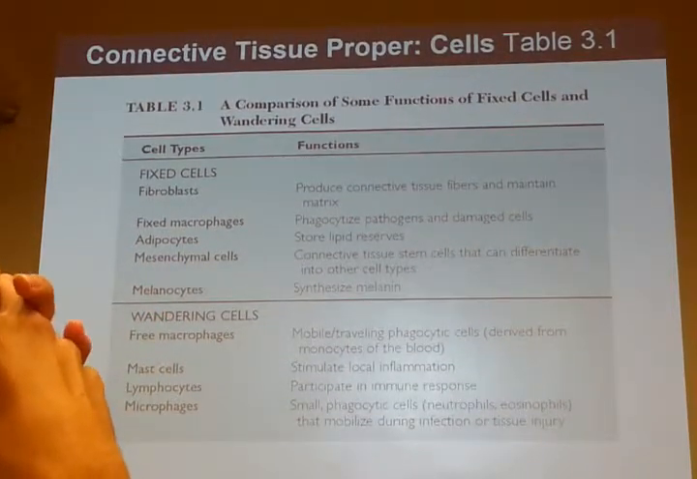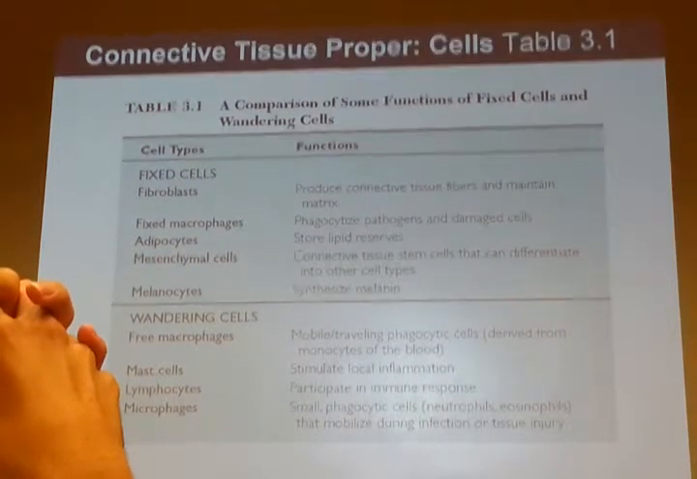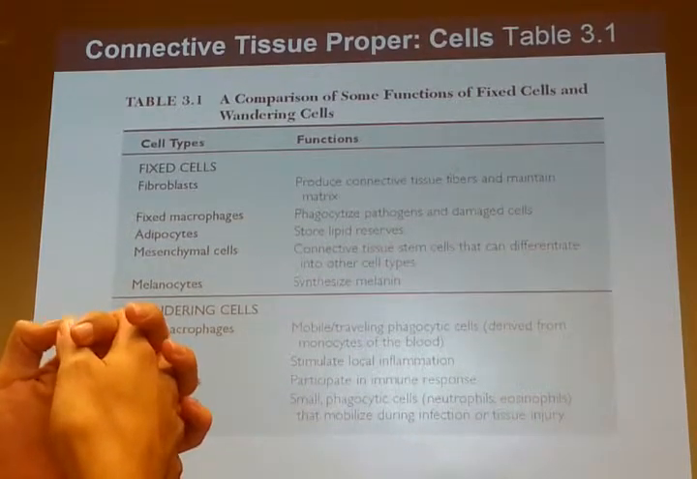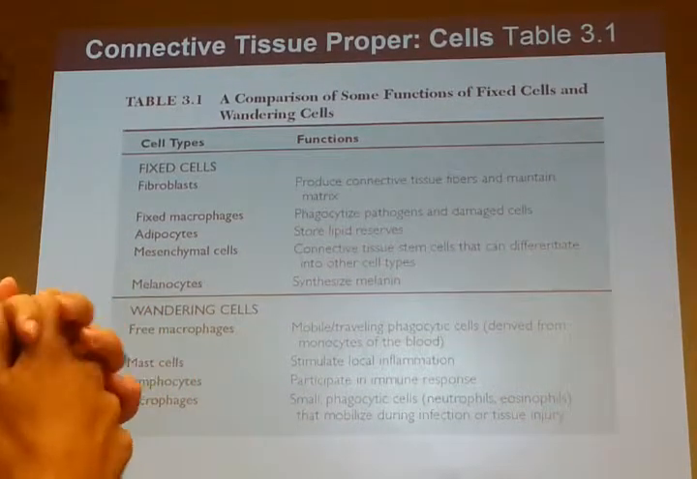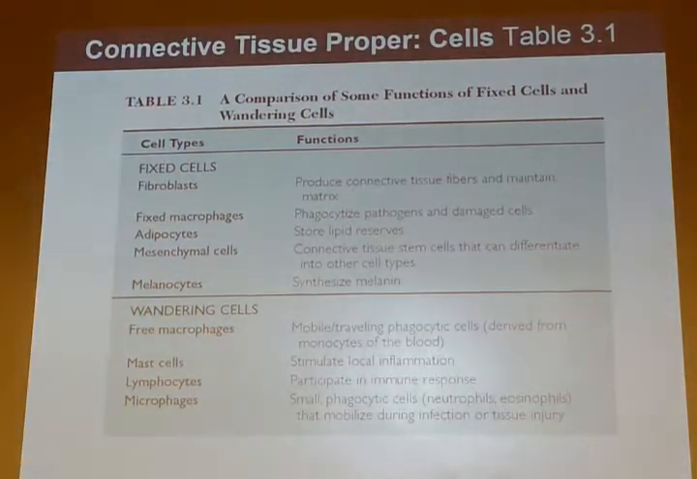Melanocytes, you'll find them there. They're going to form a protein that is then going to go to other cells and then form the color of your hair, color of your eyes, color of your skin. So they synthesize the melanin.